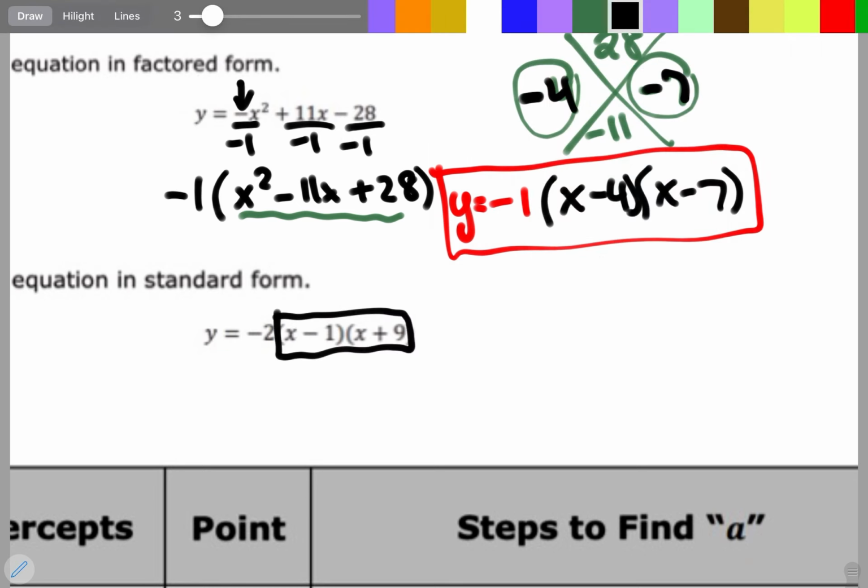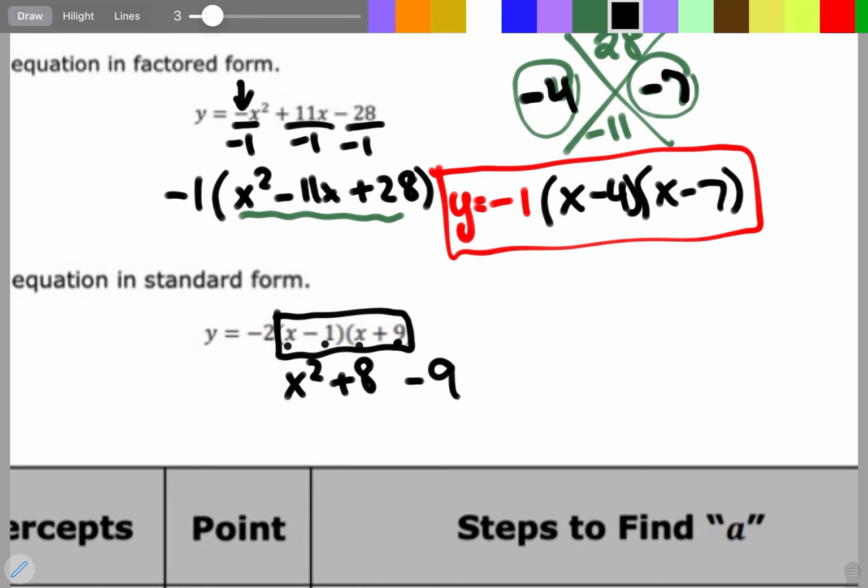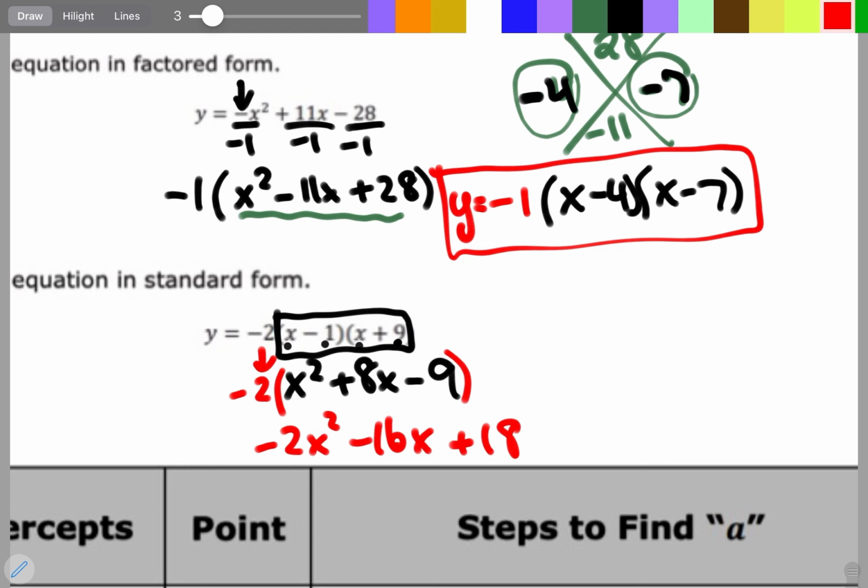Focusing on these two, you got x times x, which is x squared. Then you got negative 1 times 9, which is negative 9. To find the middle term, you're going to add these two numbers together. Negative 1 plus 9, which is positive 8x. Now I'll drop down that negative 2. Negative 2x squared minus 16x plus 18. Easy money.